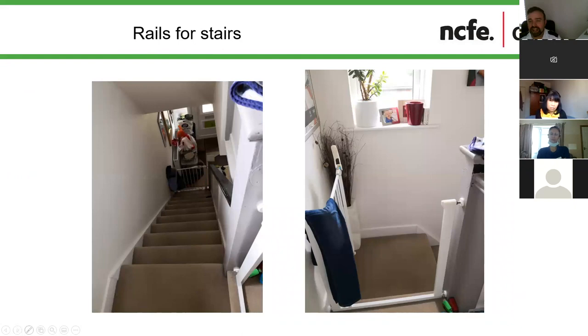What do we think about these stairs? If we were to put some rails on there, what would be the things that we would think of and the dangers?